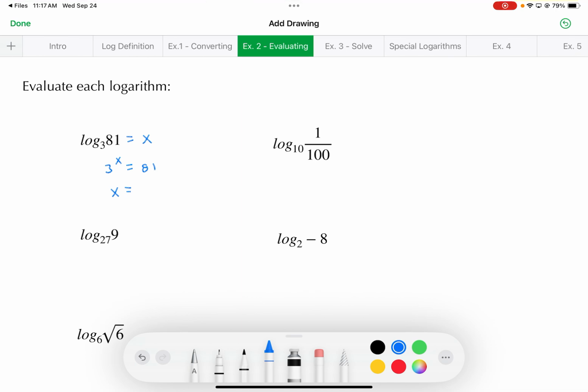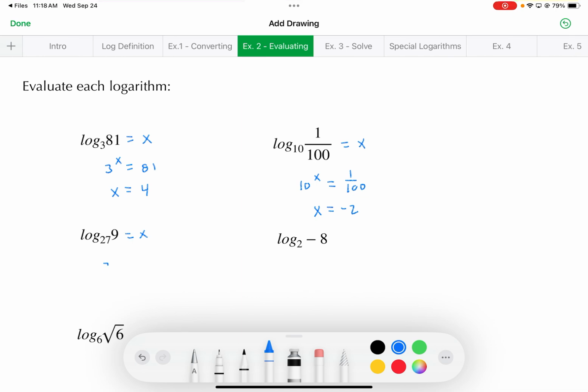Not 3. 4. Yeah, so we would say log base 3 of 81 is equivalent to 4. Okay, next one, log base 10 of 100. If I set that equal to x, that's the same as 10 to the power of x equals 100. What would x need to be there? 2. Very good.